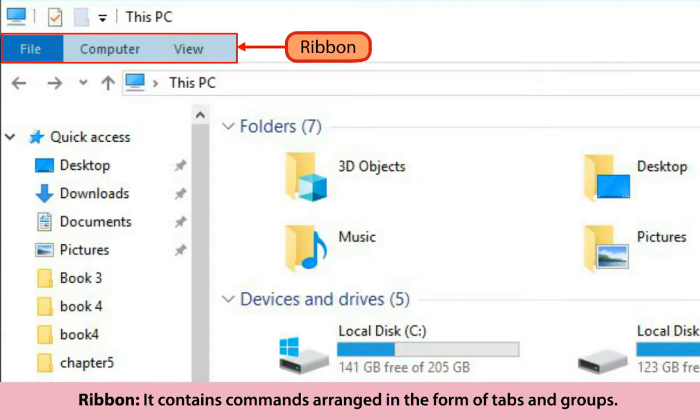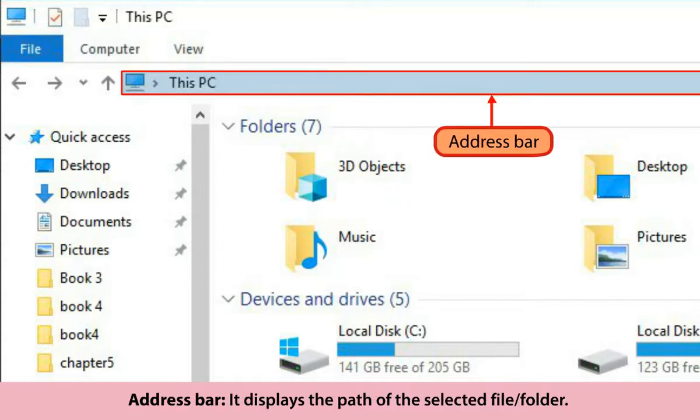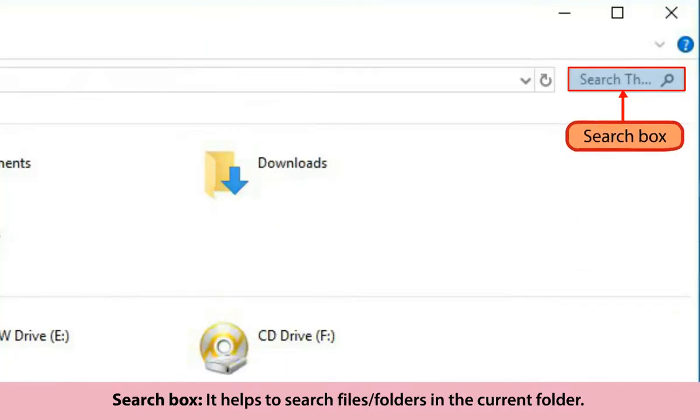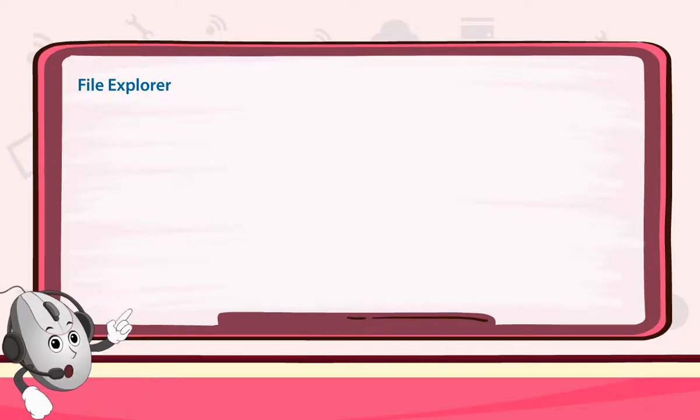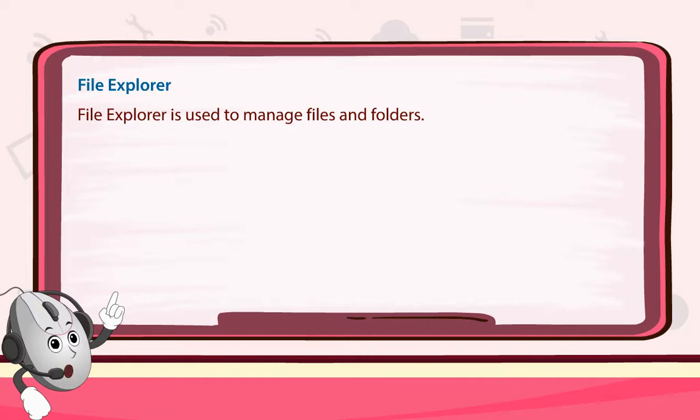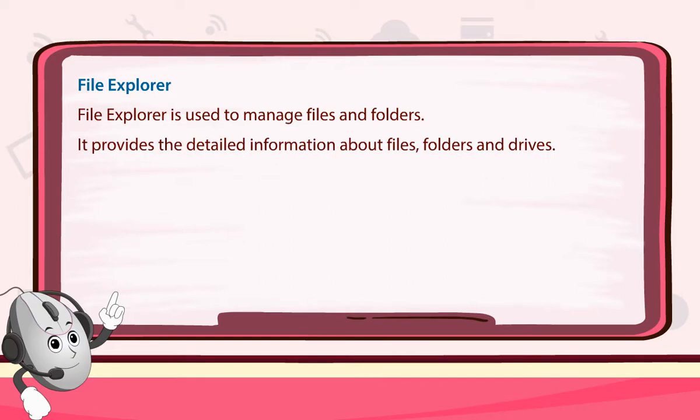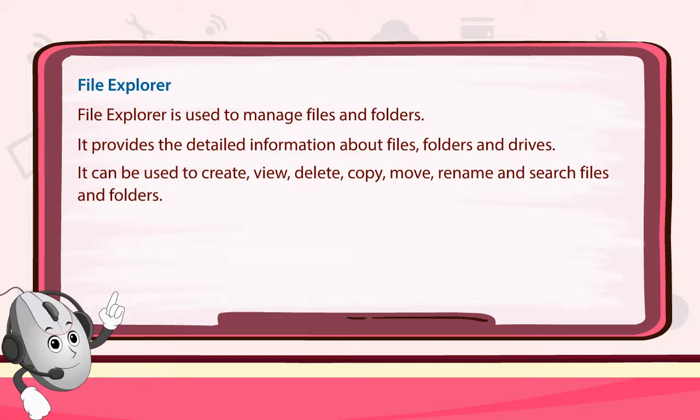Ribbon. It contains commands arranged in the form of tabs and groups. Address bar. It displays the path of the selected file or folder. Search box. It helps to search files or folders in the current folder. File Explorer. File Explorer is used to manage files and folders. It provides detailed information about files, folders and drives. It can be used to create, view, delete, copy, move, rename and search files and folders.